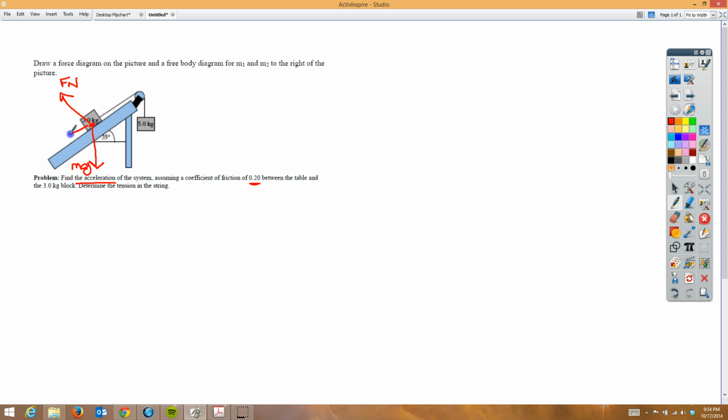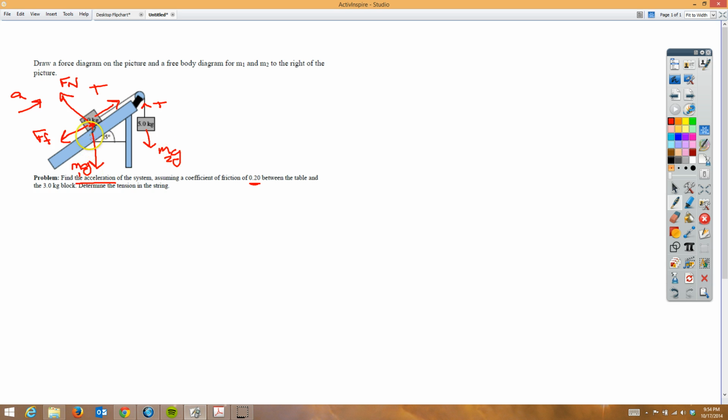We know that we have a force of friction going in this direction because we know that the acceleration is going to be in this direction. It's always the opposite. And then we have tension going in this direction. On this side, we've got tension going up, and the only thing we have going down is mg again. Let's go ahead and put some numbers on this one. This is M1G and this one is M2G.